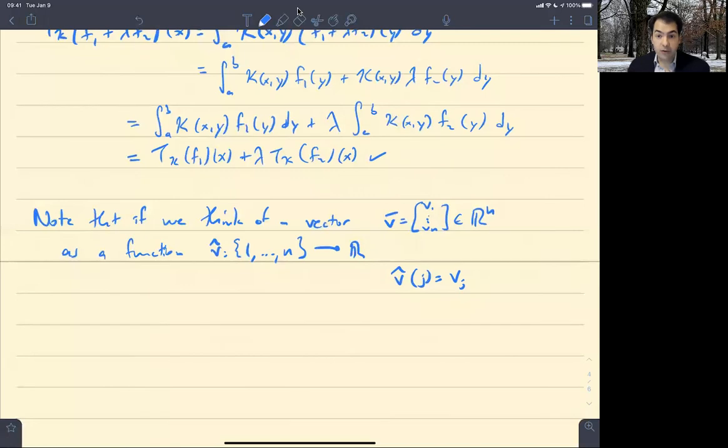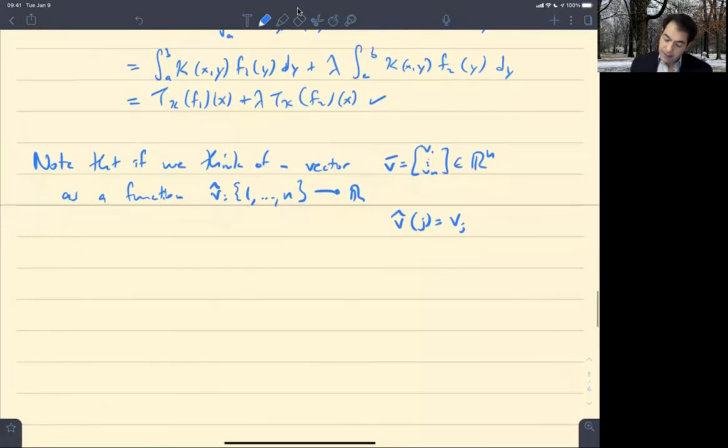So you can think of this vector. Let's say you have the vector 4, 17, pi as a function from the set 1, 2, 3 to the real numbers. And it would assign to 1, it would assign 4, to 2 it would assign 17, to 3 it would assign pi, right? And it's just the first coordinate, second coordinate, third coordinate. So you can think of a vector like that. You can also think of a matrix in the same way.